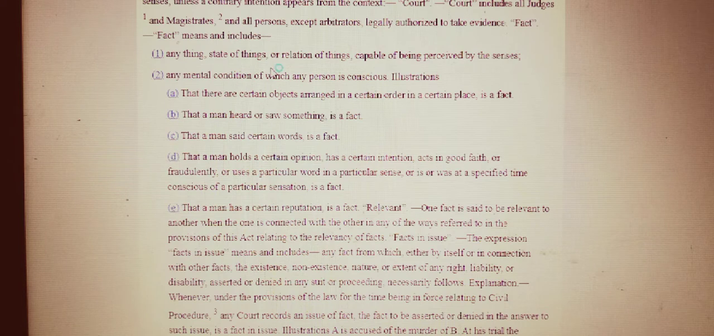Okay, so there seems to be a conflict between the two, whether the definition of fact is exhaustive or non-exhaustive. So there has to be a harmonious construction between means and includes. Fact means and includes. Subsection 1 talks about physical fact. Subsection 2 talks about mental fact.